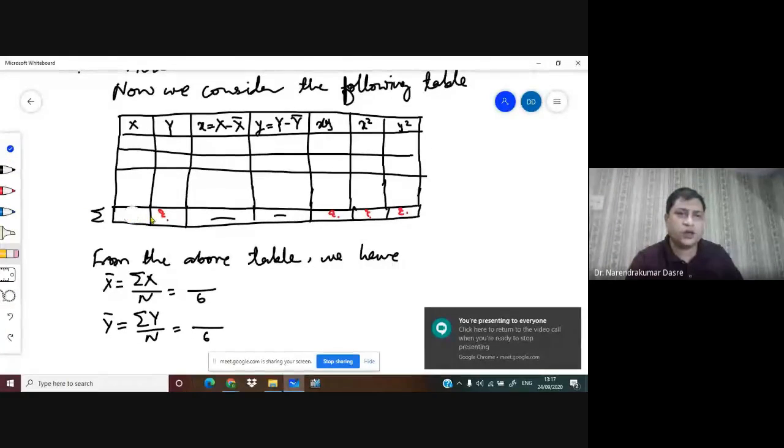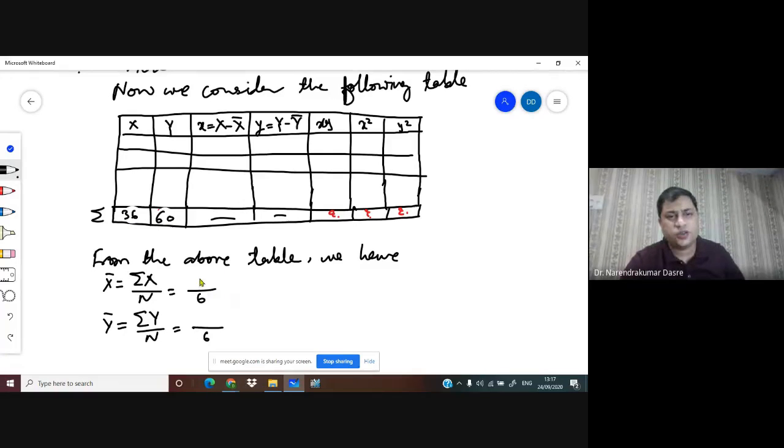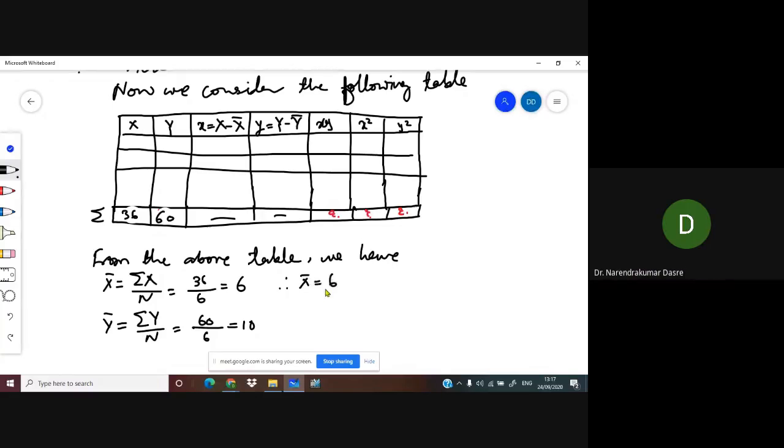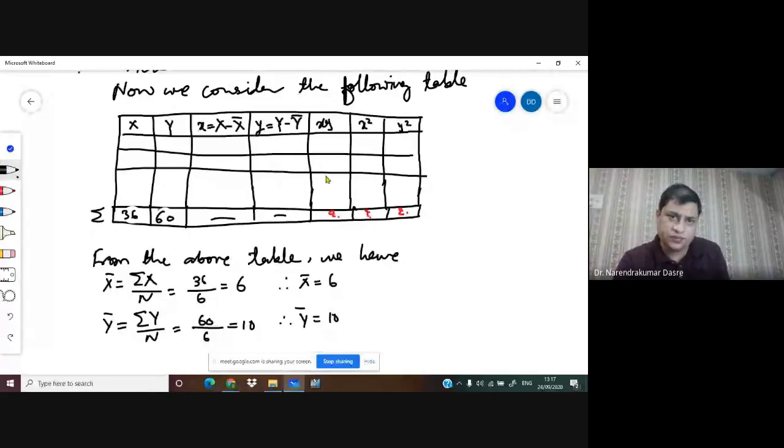Okay, that's good. So what we get here is 36 and here 60. So this is going to be 6 and this is going to be 10. So we got x bar is equal to 6 and we got y bar is equal to 10. Okay. So now use these values, x bar is equal to 6 and y bar is equal to 10, and compute this table. Okay, so calculate this table.